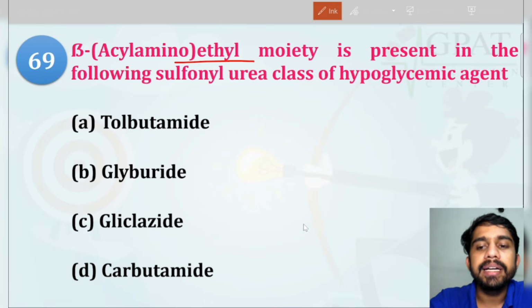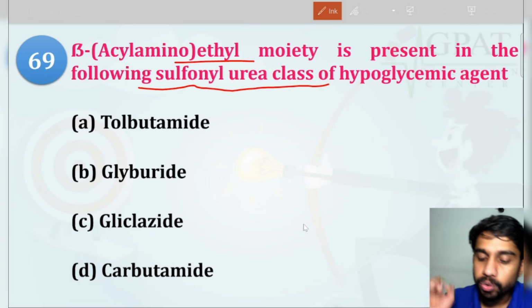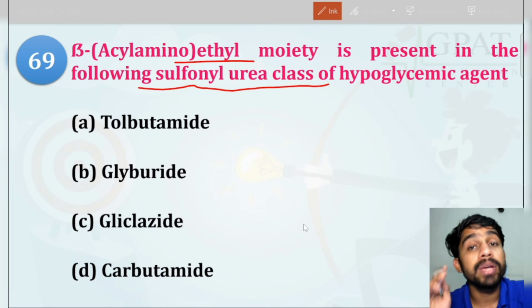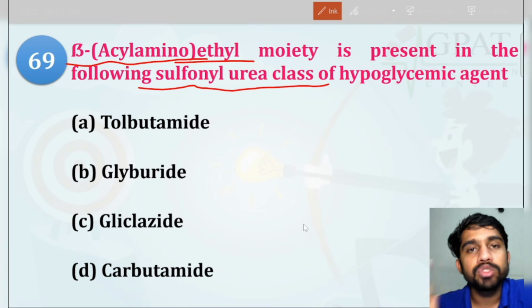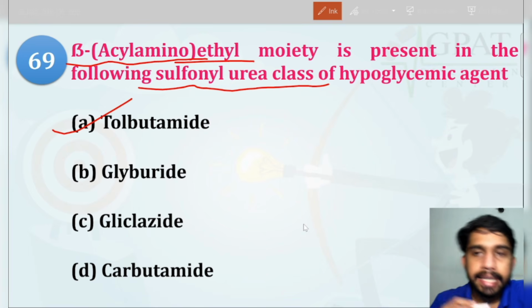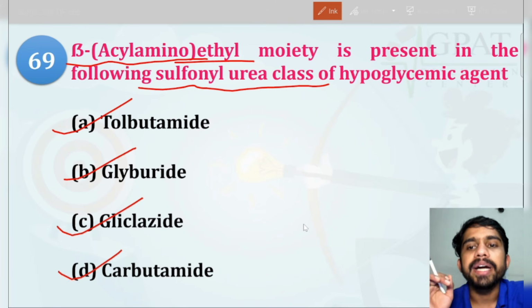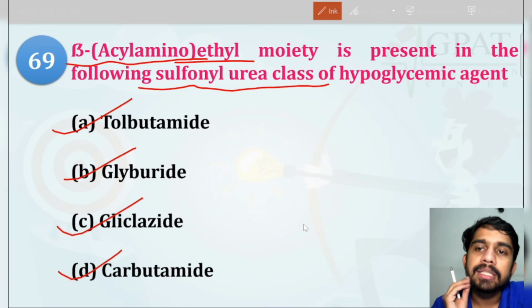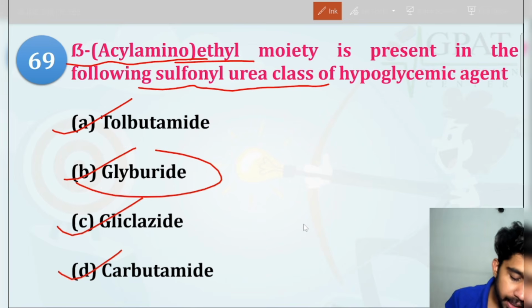Beta-acylaminoethyl moiety is present in which of the following sulfonylurea class of hypoglycemic agents, used for the treatment of diabetes? The first option is tolbutamide, the second option is glyburide, the third option is gliclazide, and the fourth option is carbutamide. So which is the right answer? The correct answer for this question will be option B, that is glyburide.